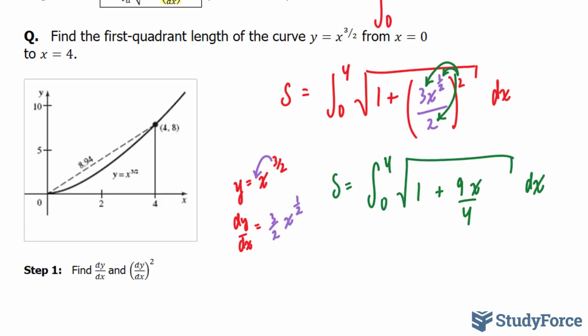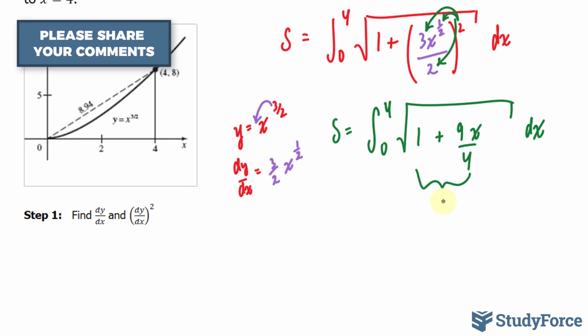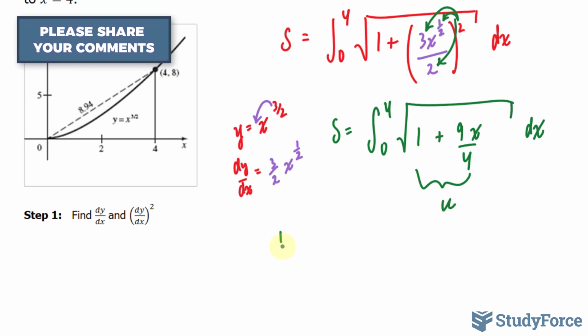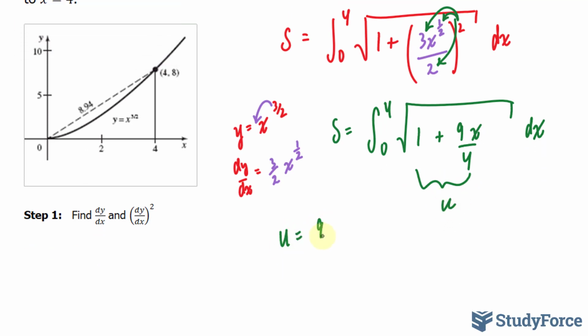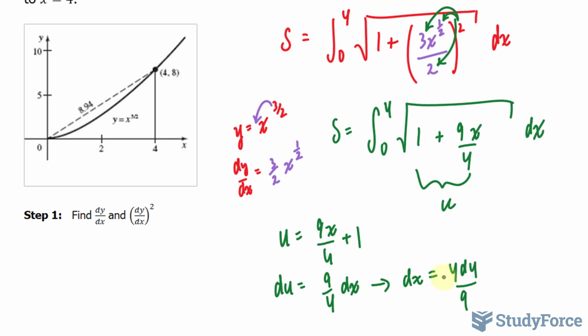Let's integrate this. We can set this equal to u and take the derivative of u. U is equal to 9x over 4 plus 1. I just rearranged it. Now taking the derivative implicitly, we get du is equal to 9x over 4 becomes 9 over 4 dx. Solving for dx, we get dx is equal to 4 du over 9. I'll now replace dx with 4 du over 9, and here's what happens.